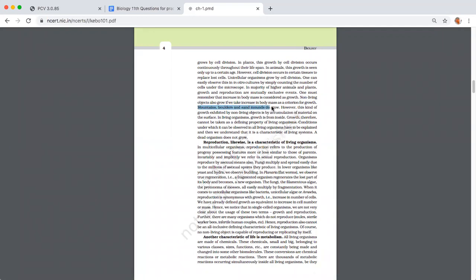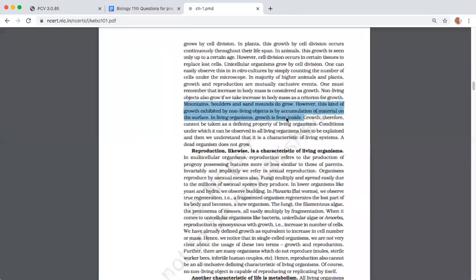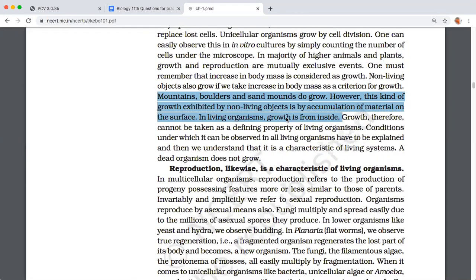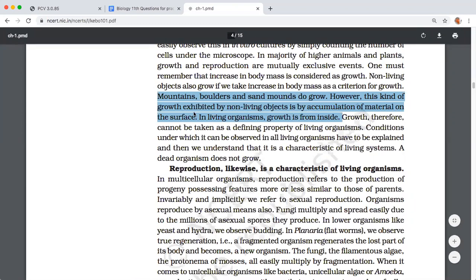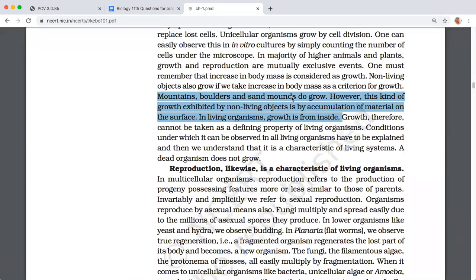Mountains, boulders, and sand mounds do grow. However, this kind of growth exhibited by non-living objects is by accumulation of material on the surface. You see this point in the textbook, you will be able to get it. You cannot use the word anatomically.